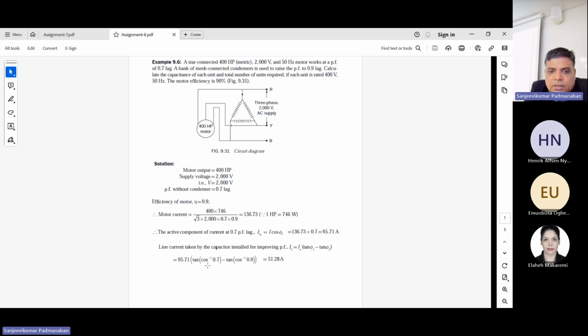I want to know what is cos phi, otherwise I can't calculate tan phi. How to calculate phi? Phi is equal to cos inverse of the power factor, because power factor equal to cos theta. What is theta? Cos inverse of power factor. So cos inverse of power factor 0.7 for phi 1, and for phi 2 I want to improve to 0.9. So I put 0.9. Now I got the current 51.28 ampere.